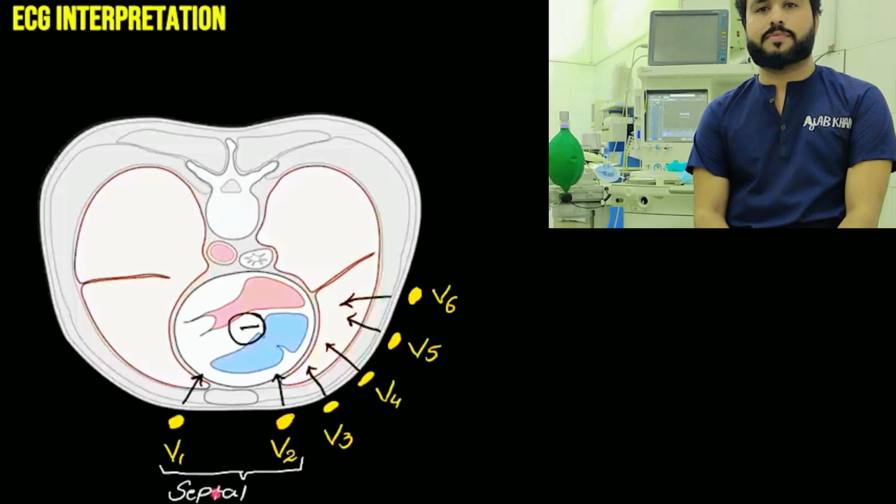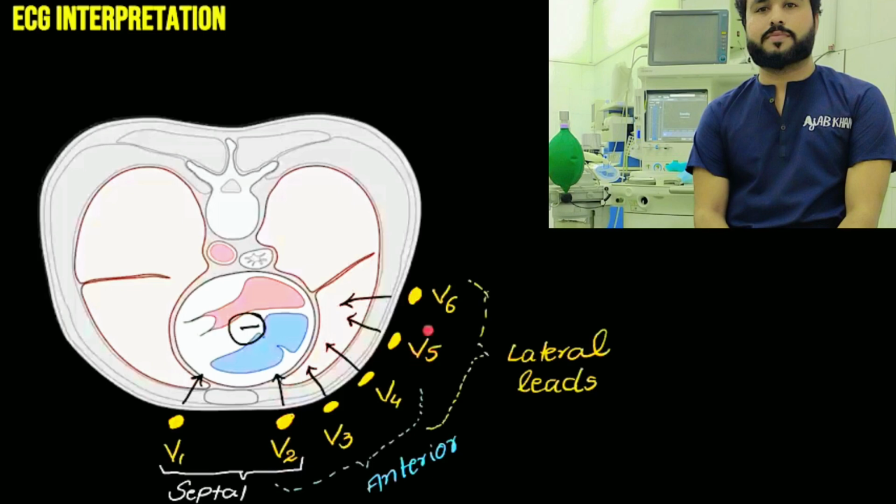V1 and V2 are called septal leads because they look at the septum of the heart. Leads V2, V3, V4 are called anterior leads because they are looking at the anterior part of the heart. Leads V4, V5, V6 are called lateral leads because they look at the left lateral side of the heart. So whenever there is an MI in the left lateral side, you will capture it in leads V4, V5, V6. Whenever there is MI in the septal leads, there will be changes in leads V1 and V2. So these are six more angles to look at the heart.